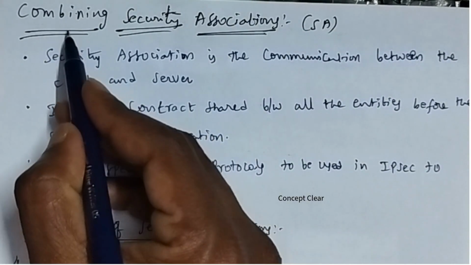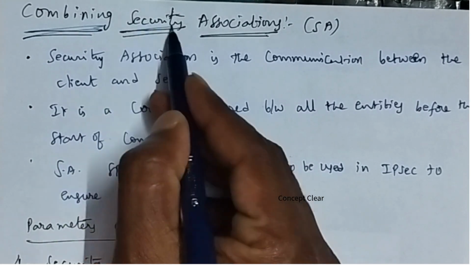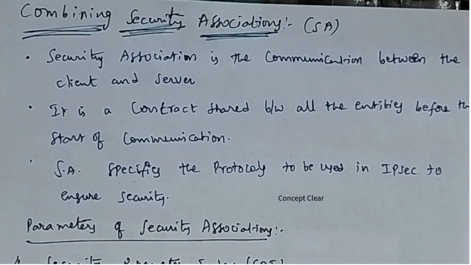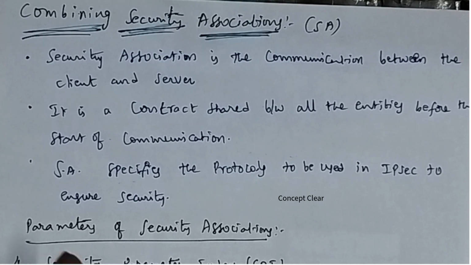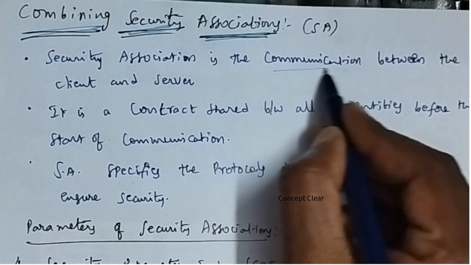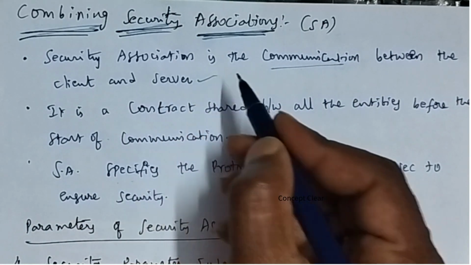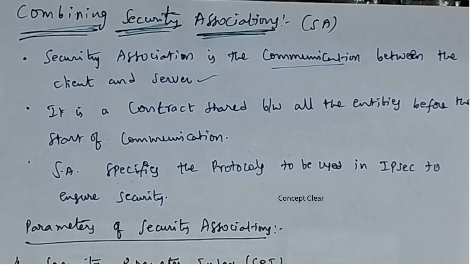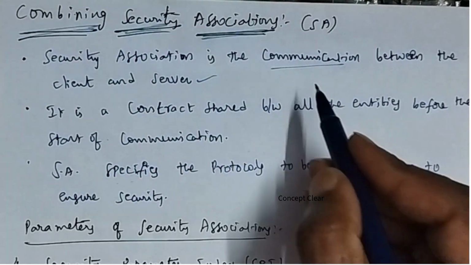In today's class, we'll discuss combining security associations (SA). Okay, what is a security association? A security association is nothing but the communication between client and server. The communication between client and server is called a security association. It is a one-way communication between client and server. This security association is a temporary message or communication link between client and server.